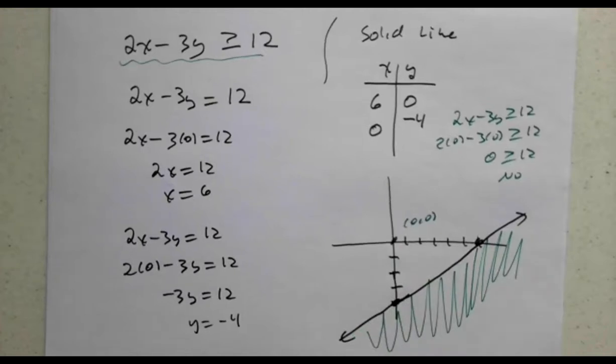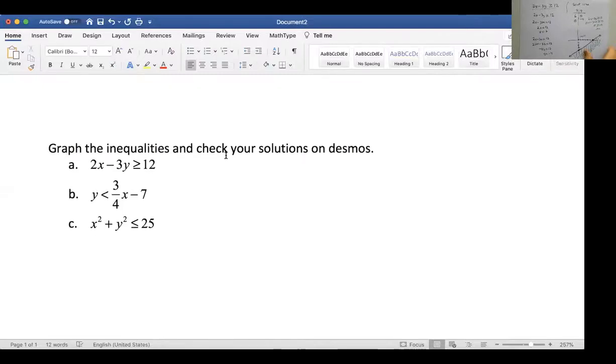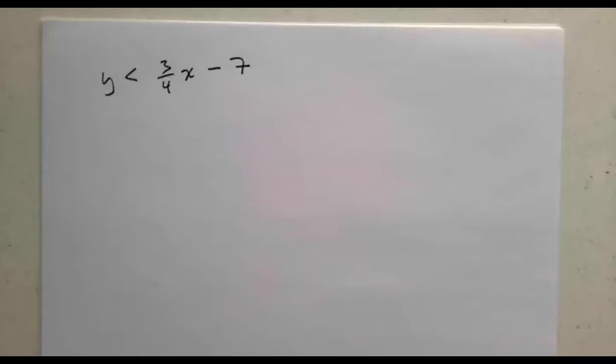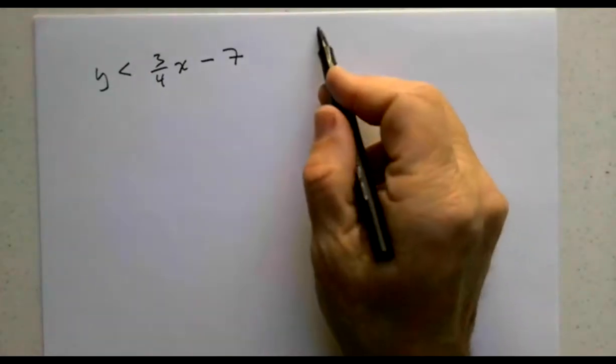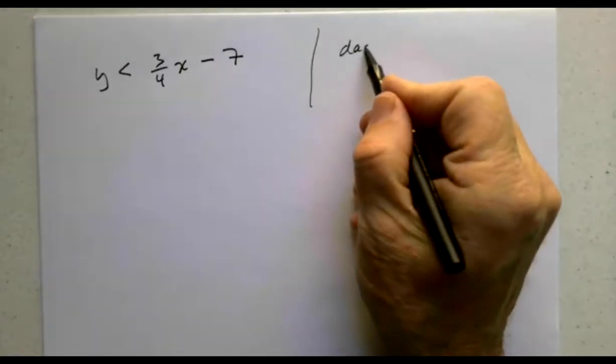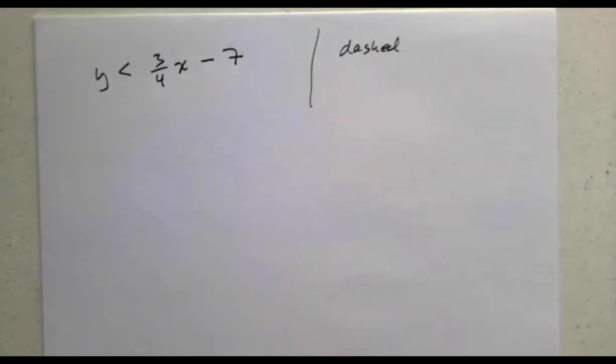What is our next question? Y is less than 3/4 x minus 7, which is in slope-intercept form. So how are we going to make sense of that? First thing to notice is what kind of a line do we have? It's less than. That'll be a dashed or dotted line. So it does not include the part that's equal.